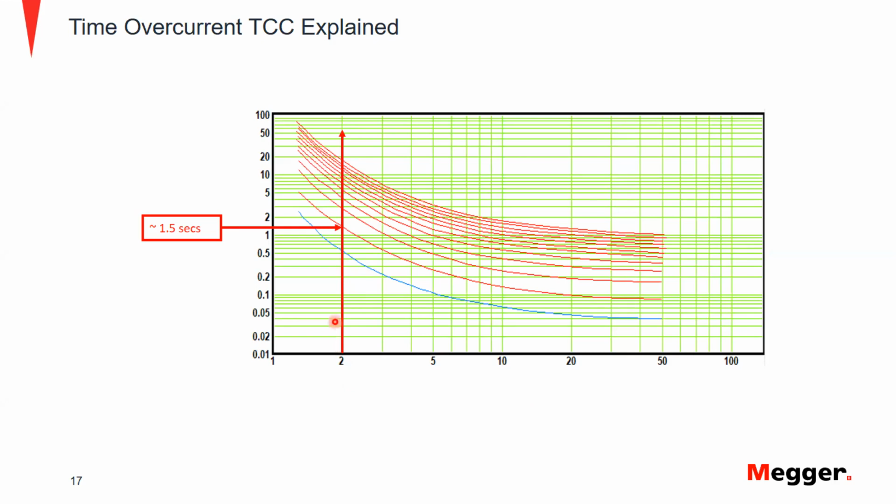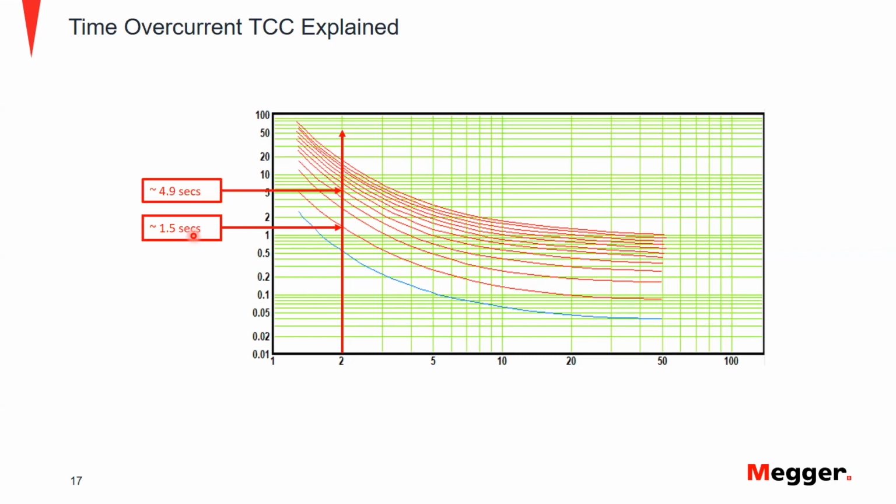Then let's say we reach this point. So we're going to pick this curve out. So let's say this is time dial 1, just for simplicity. And let's say it crosses the line at 2 times. When it crosses over at 2 times multiple, then we might get approximately 1.5 seconds out of it.